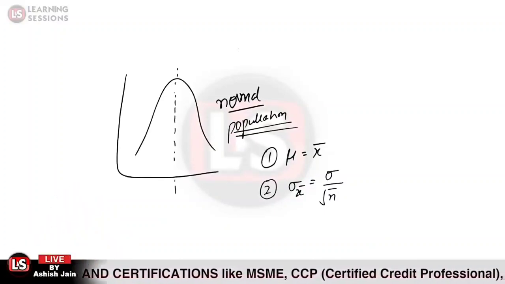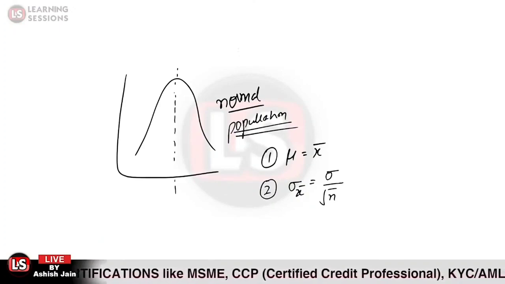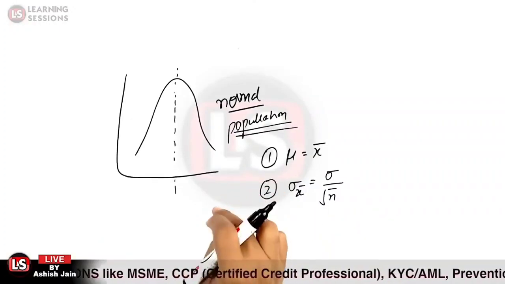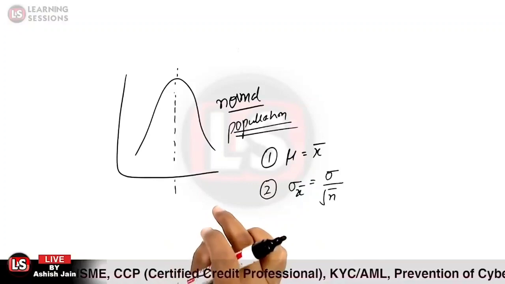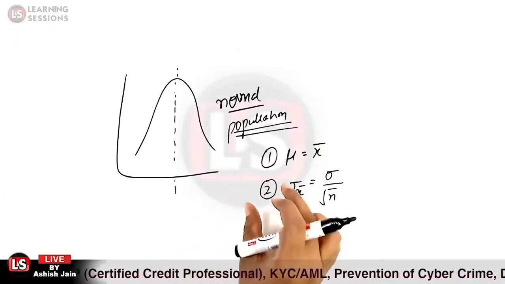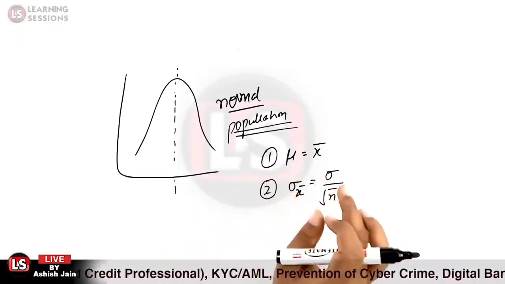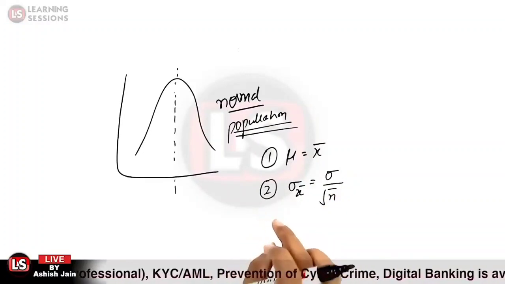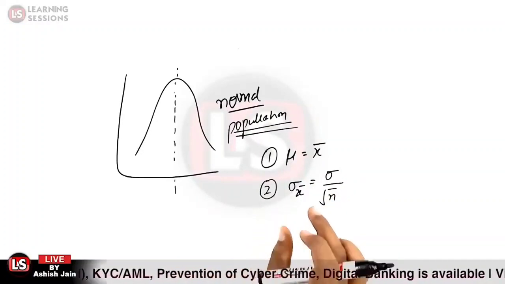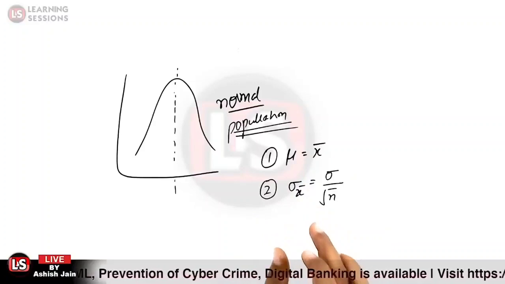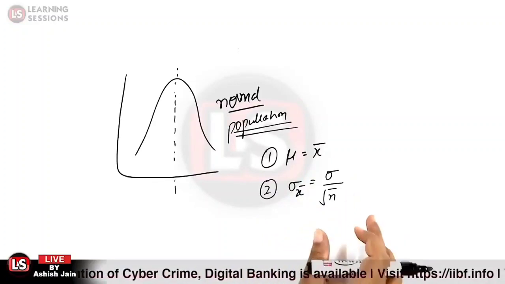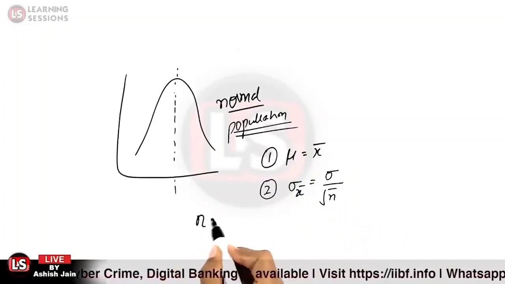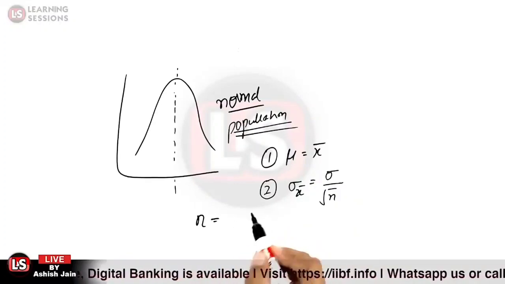So here we can infer that where the population is normally distributed, that is, it is symmetric around the mean, the mean of the population is equal to the mean of the sample. And the second inference is that the standard deviation of the sample is equal to the standard deviation of the population divided by the square root of n, where small n is the number of entities in the sample.